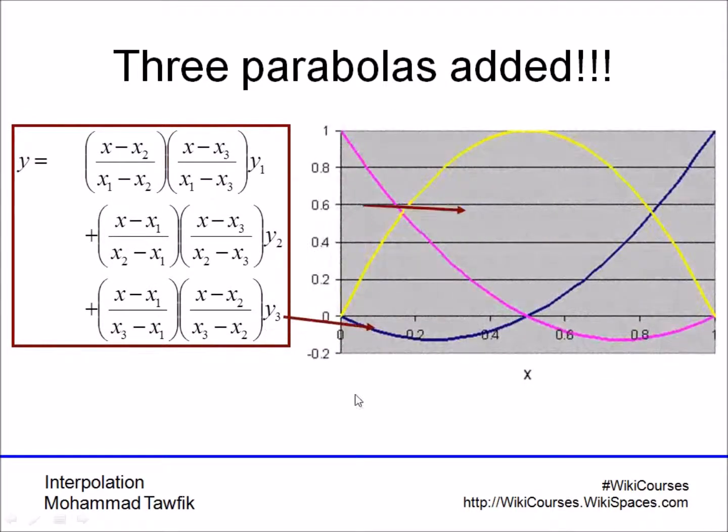These parabolas, if you draw each of them, you'll see that if we selected, of course, x2 to be 1/2 and x1 to be 0, x3 to be 1, you'll get parabolas that look like this. Here is the first one, 1 at 0, 0 at 0.5, and 0 at 1. The second one, 0 at 0, 1 at 0.5, and 0 at 1. The third one is 0 at 0, 0 at 0.5, and 1 at 1. This is going to be repeated all the way. Every time you use Lagrange polynomials, this is what you're going to get.